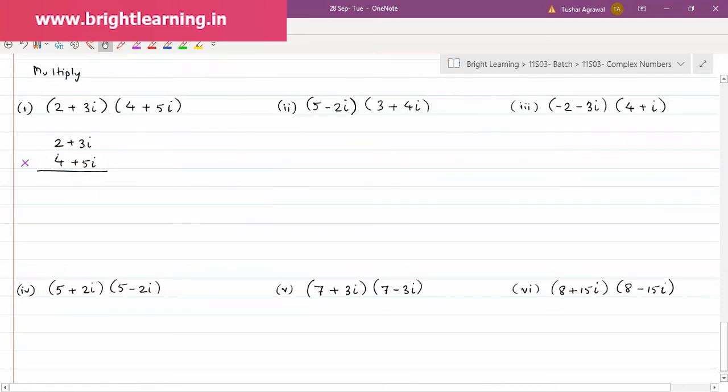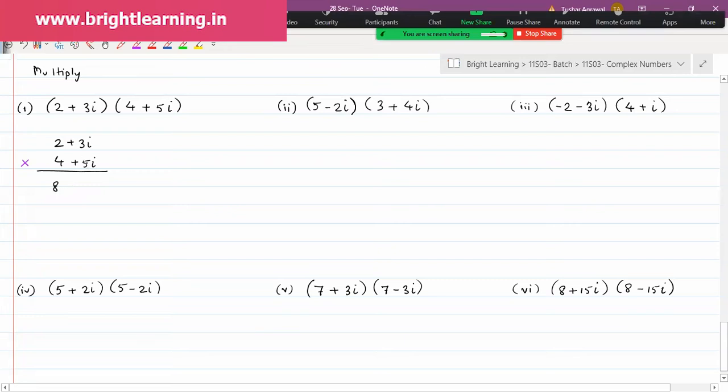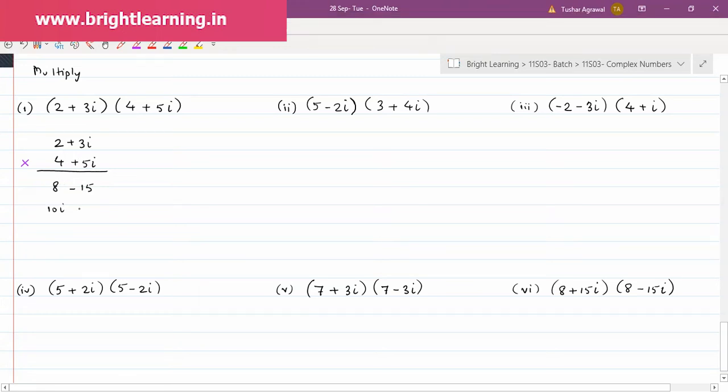So here that will be 4 2s are 8, 5 3s are 15, but this 5 3s are 15 will be with a negative sign, because 15 i square is negative 15. After that, cross multiply, 5 2s are 10i, and here it will be 12i. Addition. So the final answer is negative 7 plus 22i.